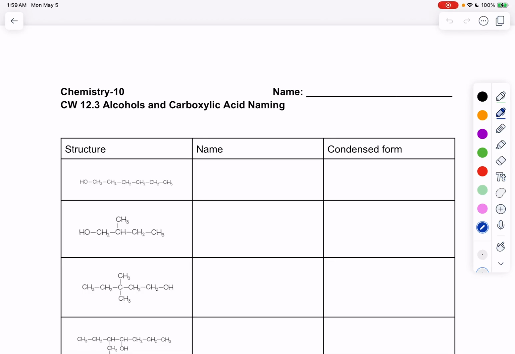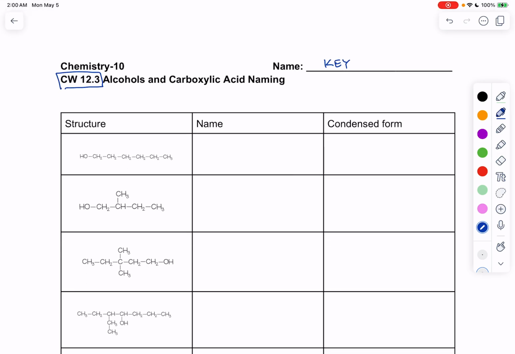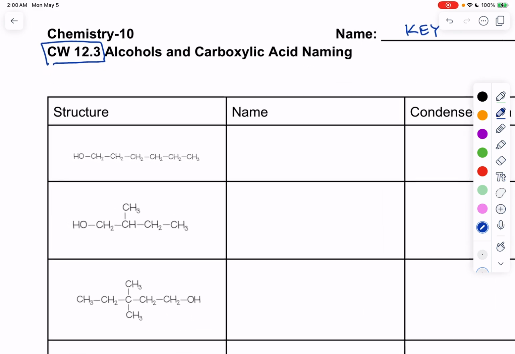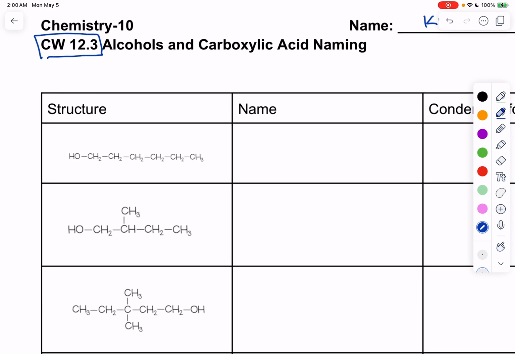Hi everyone. This is just a little bit more help with naming some of these alcohols and carboxylic acids. So this is classwork 12.3. You can see that in your Canvas notes. So go grab this worksheet and let's go over some of this.